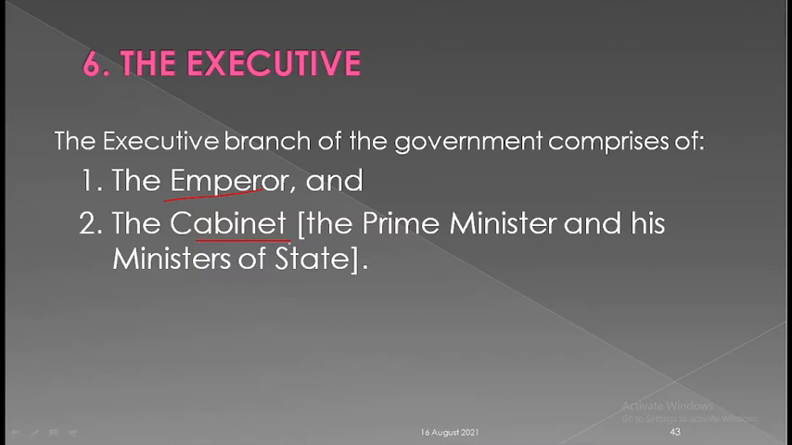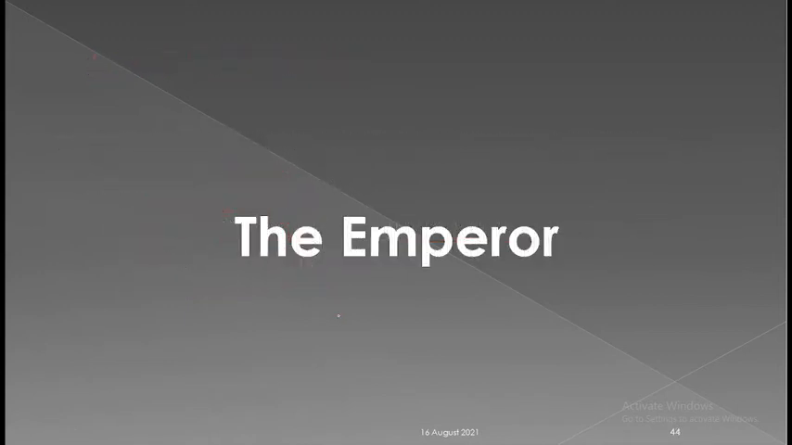However, here, the emperor is just the symbol. He performs only ceremonial functions, and all the real power lies with the cabinet. And the cabinet consists of the prime minister as the head or as the master and his ministers of state. Now let us look at the emperor and the cabinet, and after that the prime minister, one after another. Now let's begin with the emperor.